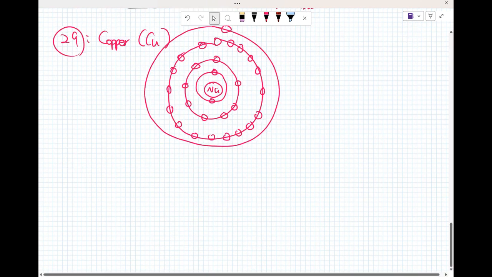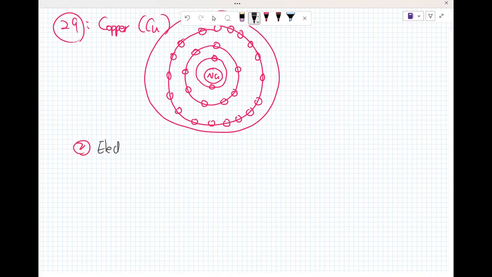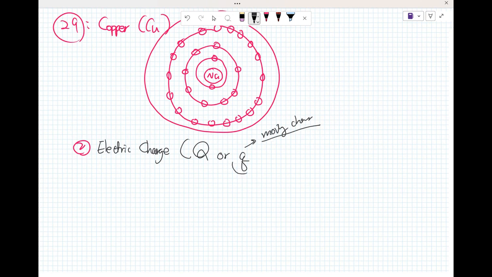So what is electric charge? That is very important. Electric charge is sometimes written as capital Q or small q. Small q is the moving charge, and you're going to use the small letter. The unit is the coulomb.